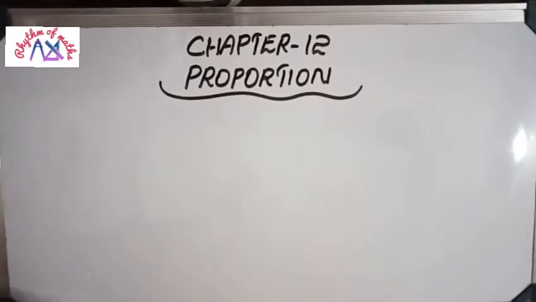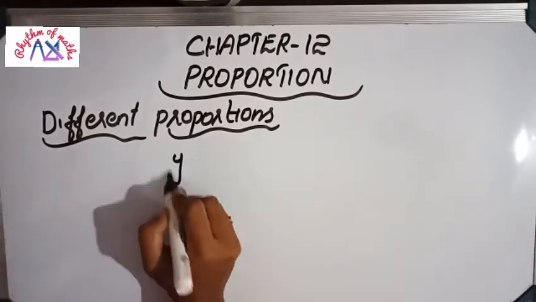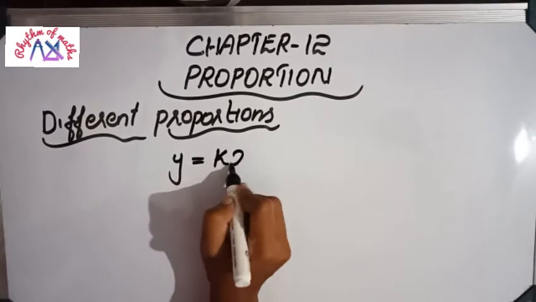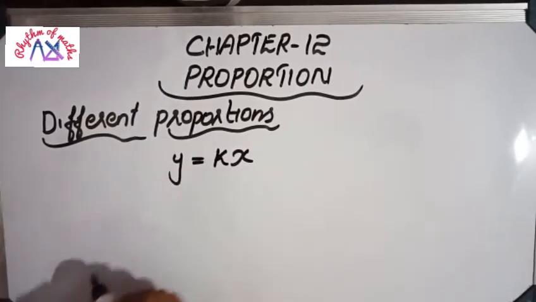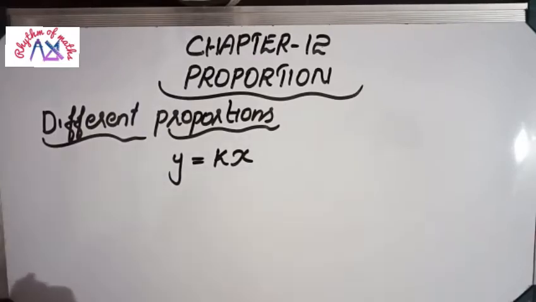Our next subheading is different proportions. So what is proportion? If ratios are equal, or if one quantity increases and the next quantity also increases accordingly, we must get the equation y equal to kx. This is proportion, where k is a constant of proportionality. This we have already learned.